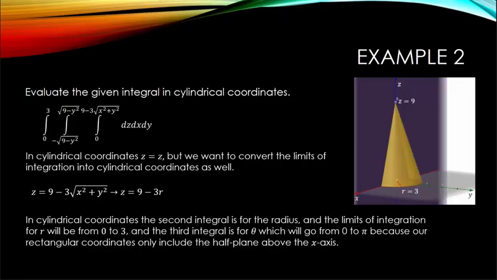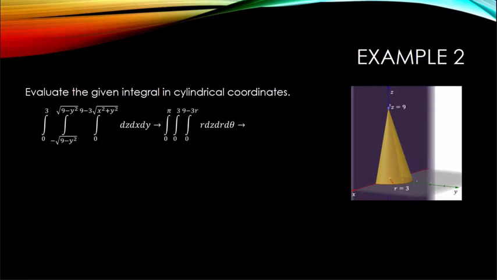When I plot this, I have half of a cone centered at the origin with a base with a radius of 3 in the xy plane and a maximum height at z is equal to 9. Now I want to rewrite my iterated integral from Cartesian coordinates into cylindrical coordinates. This gives me the integral from 0 to pi of the integral from 0 to 3 of the integral from 0 to 9 minus 3r of r dz dr d theta.